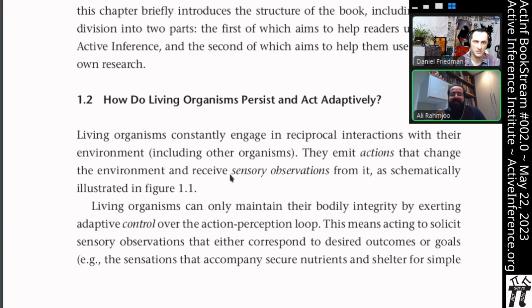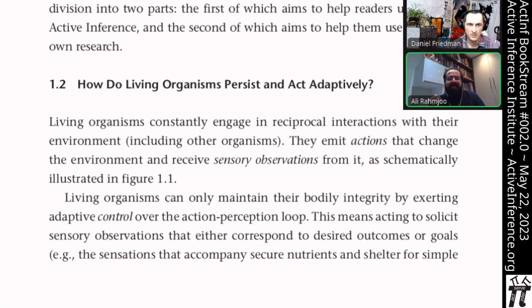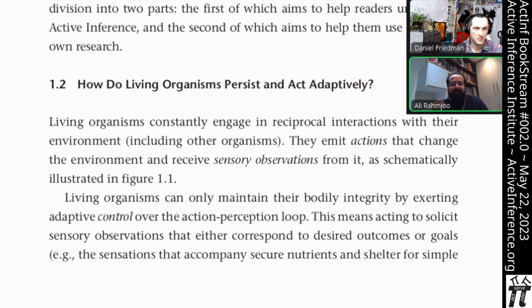So if we want to describe active inference minimalistically with only one sentence or two, probably we can say something to the effect that it's a theory that addresses this very question here. So that's why they've opened up this chapter with the important question.